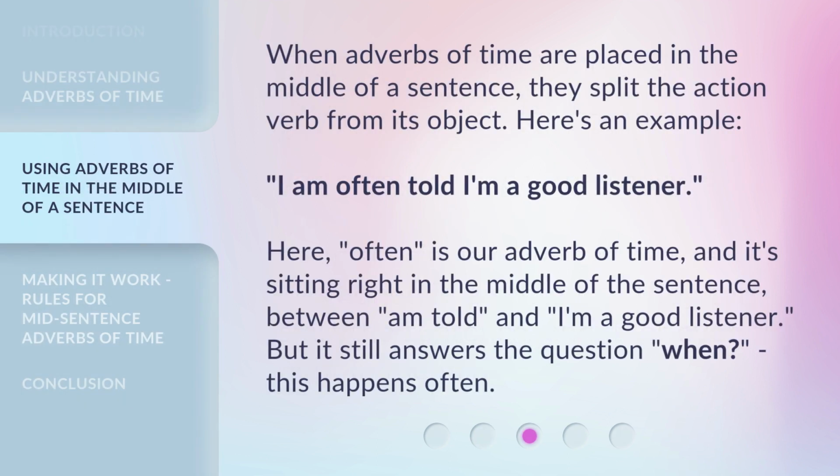When adverbs of time are placed in the middle of a sentence, they split the action verb from its object. Here's an example. I am often told I'm a good listener. Here, often is our adverb of time, and it's sitting right in the middle of the sentence, between am told and I'm a good listener. But it still answers the question, when? This happens often.